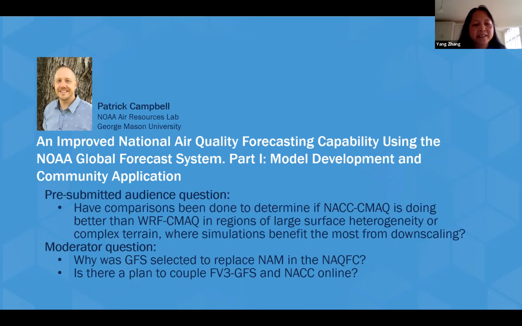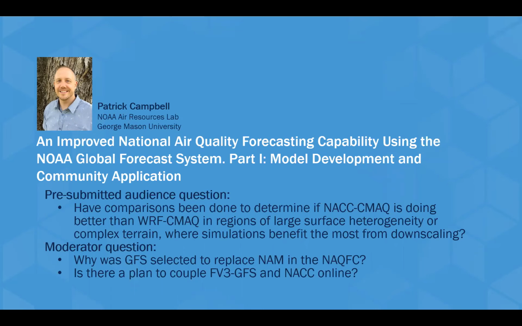Wonderful. Could you address one question from the audience? Have you done the comparison between NACC-CMAQ and also WRF-CMAQ to see which one does a better job, in particular in the regions having large surface heterogeneity or complex terrain? Yeah, this is a good question.